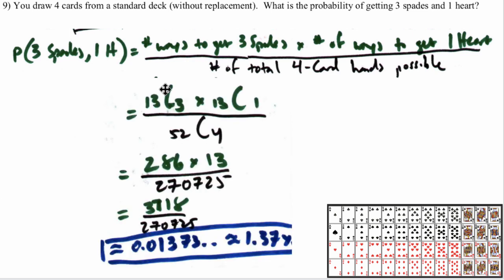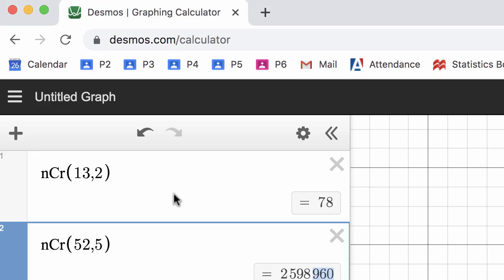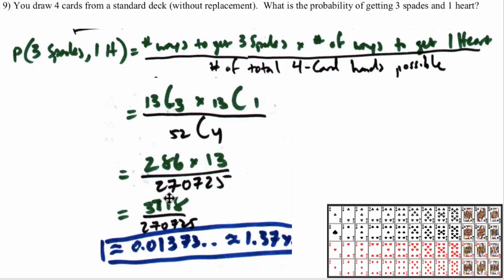All right, so here it is. Again, your total number of 4 card hands possible is 52C4. We can punch that in, 52C4. That's 270,725. There's 270,725 possible 4 card hands. Out of those, in the numerator, how many give me success? So how many ways are there to get 3 spades out of 13, times how many ways to get 1 heart? So 13C3 times 13C1, you can punch that in.